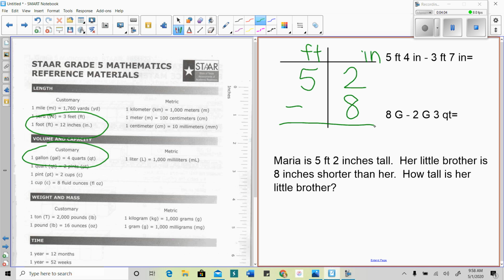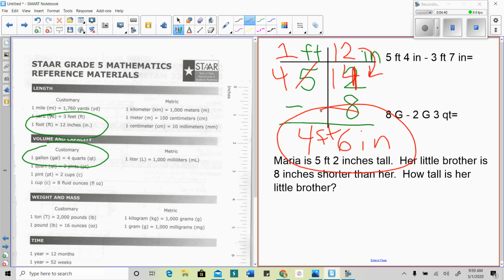So this is a subtraction problem. So I can't take the 8 away from the 2. So before I borrow, I have to go get my units. So 1 foot equals 12 inches. Okay, so when I borrow from the feet and I take a foot away, I'm actually giving away the 12 inches. So 12 plus 2 makes this 14. So 14 minus 8 is 6. I've got 6 inches. And 4 minus nothing is 4. So I've got 4 feet. So her little brother must be 4 feet 6 inches tall.